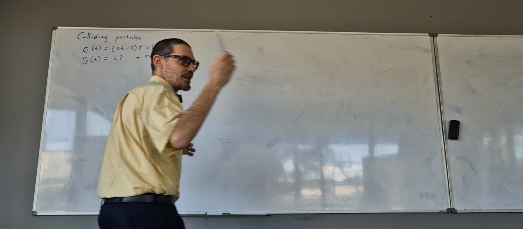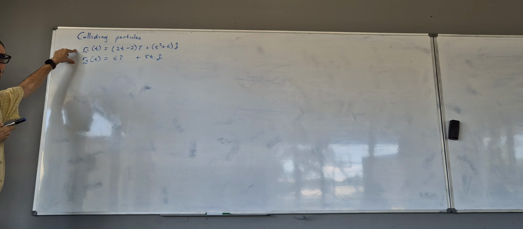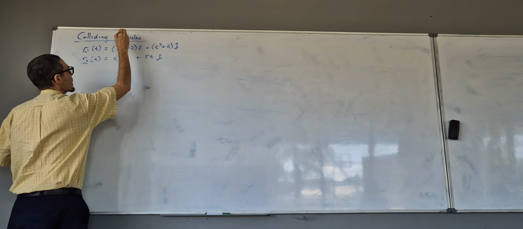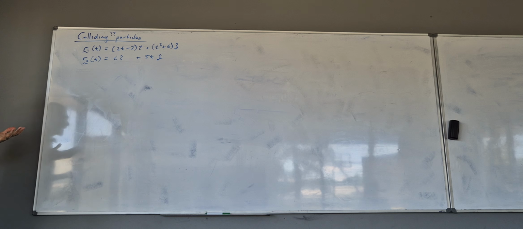So the question is, like the dot point says, do these paths of these two particles cross? Do the particles actually collide? If you like, we might go colliding particles. Do the paths cross? Do the particles meet? Well, how do I work out whether the paths cross? If it's tech active, what can I do? Graph them, see if they hit each other.